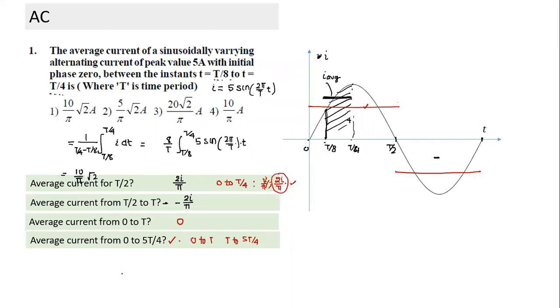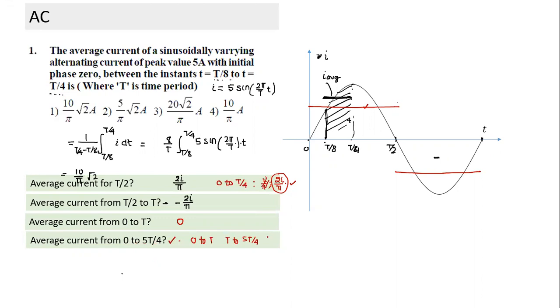Yes, Vignesh, you were saying something. Will the average current be the same as this? Same, 2I by pi? The time interval is different. Can someone think and tell? Already written T by 4, it is how much? T by 4 is 2I by pi. What will be the average from 0 to 5T by 4? 2I by 5 pi.